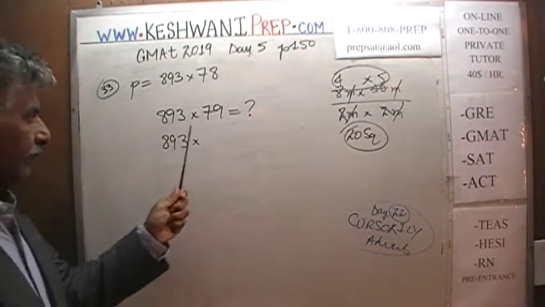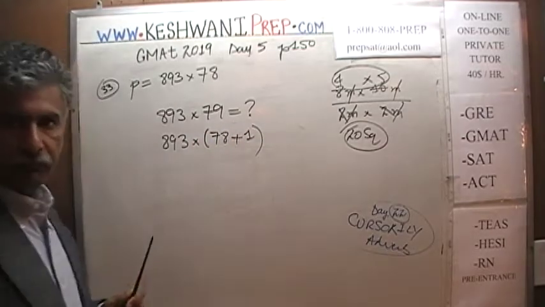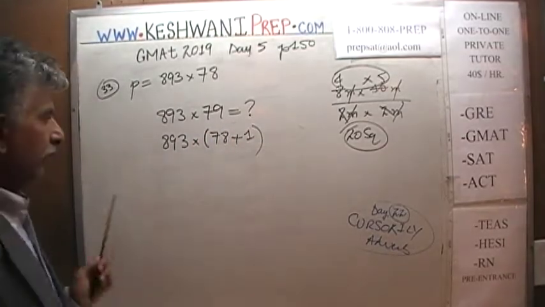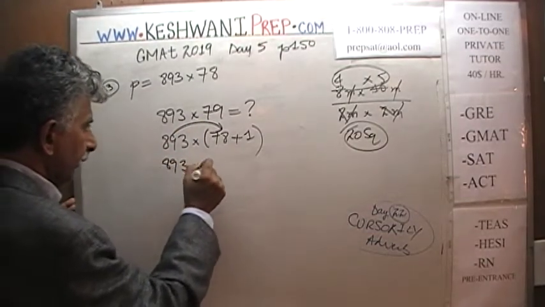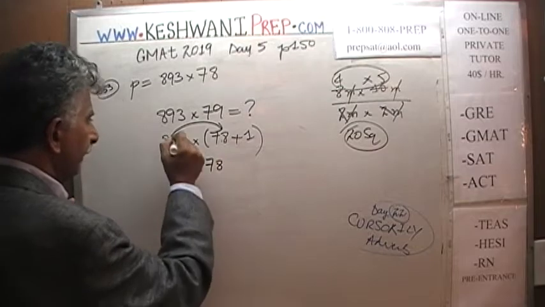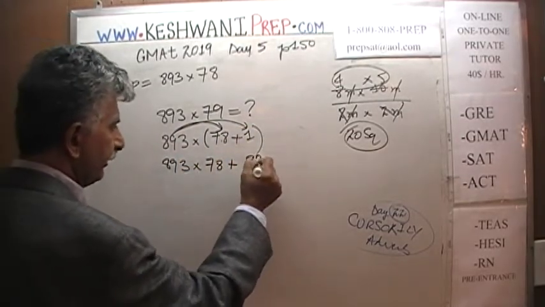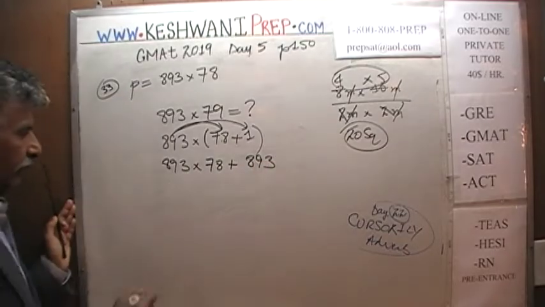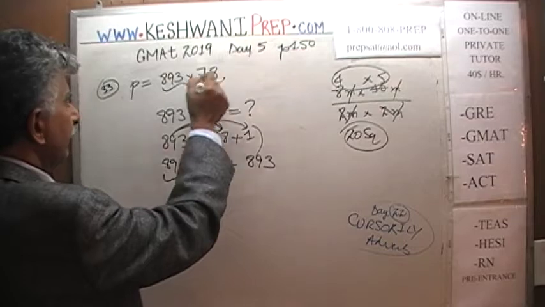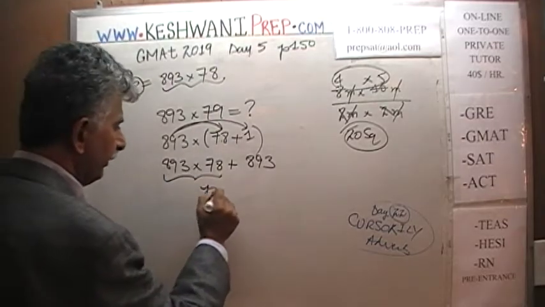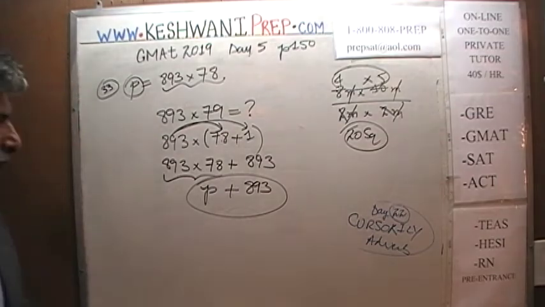893 times 79 can be written as 893 times (78 plus 1), can't it? 78 plus 1 is 79. Now we can open the parentheses, and we get 893 times 78, and then 893 times 1. 893 times 1 is simply 893, and 893 times 78 is just P. So it's simply P plus 893. That is your answer. You understand?